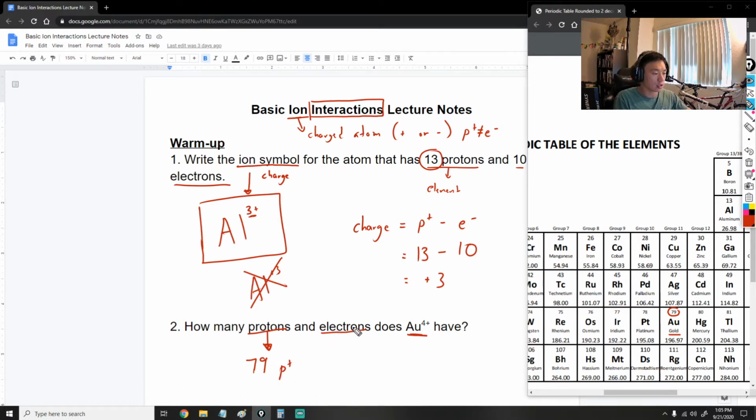The electrons are a little bit trickier. The way that we find electrons is, again, to use this formula right here: charge is equal to protons minus electrons. We have the charge, it's this right here, positive 4. So we put 4 equals, and the number of protons is 79. So we have 79 protons minus electrons. Basically we just need to solve for the electrons.